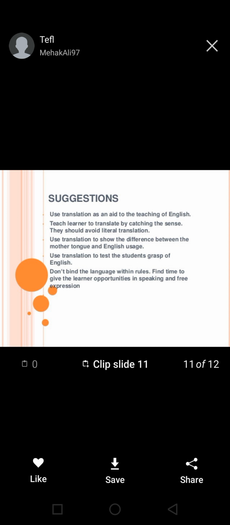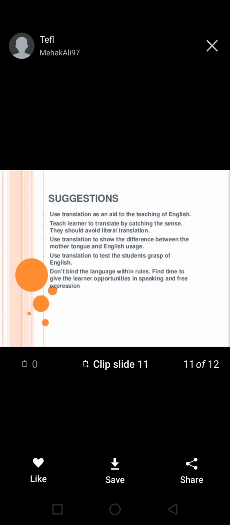Here we have some suggestions. Teacher can use these suggestions while using GTM method. Use translation as an aid to the teaching of English. Teach learners to translate by catching the sense. They should avoid literal translation.